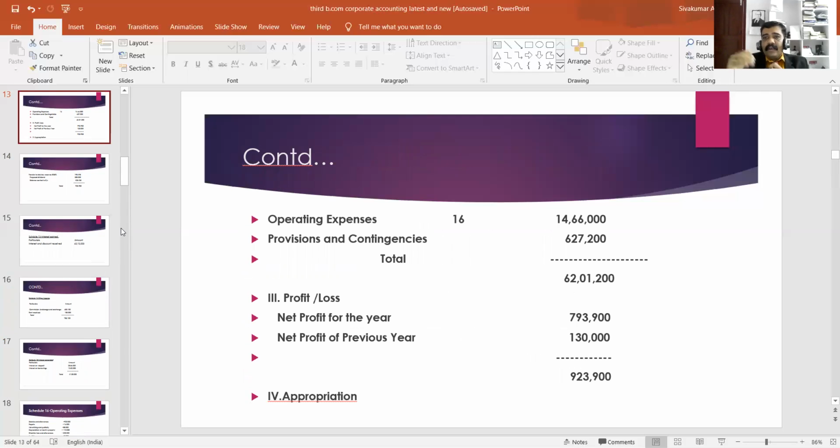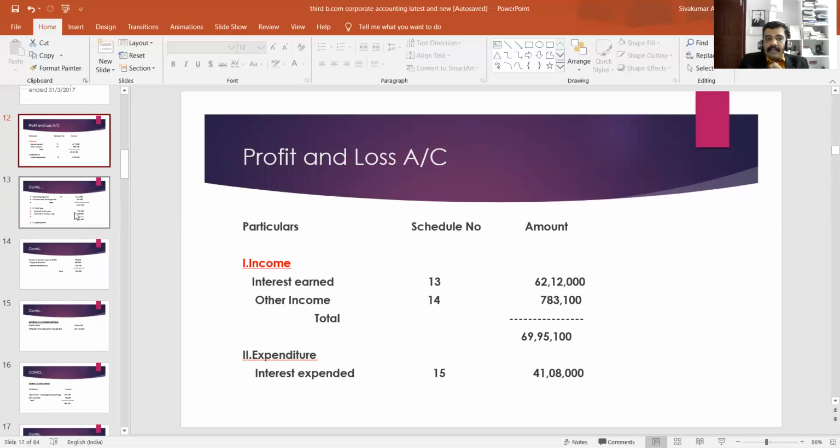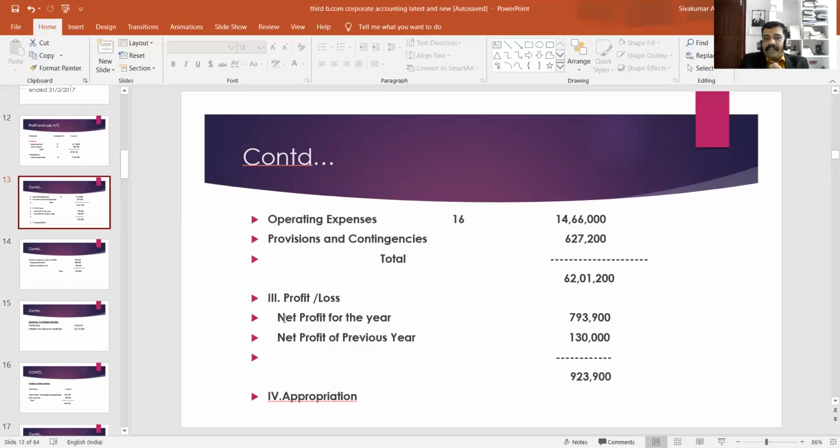Then please total the expenditure part and find out profit or loss. First of all, you need to find out net profit for the year, that means income minus expenditure. Then please show net profit of the previous year.